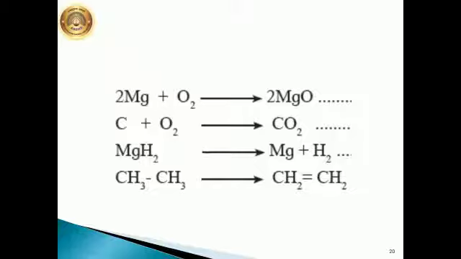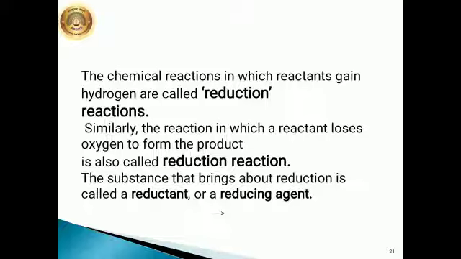The chemical reaction in which a reactant combines with oxygen or loses hydrogen to form the product is called an oxidation reaction. The chemical reaction in which reactants gain hydrogen is called a reduction reaction. Similarly, the reaction in which the reactant loses oxygen to form a product is called a reduction reaction. The substance that brings about the reduction is called the reductant or the reducing agent.